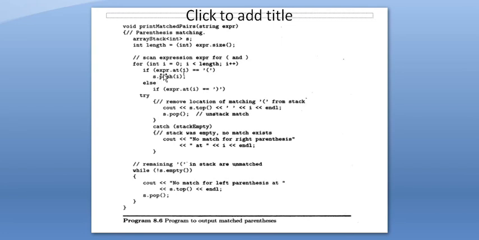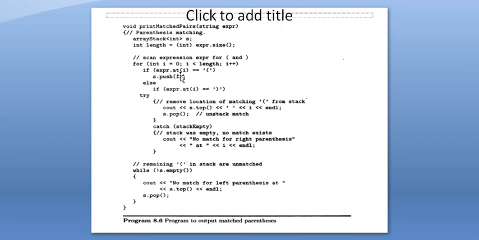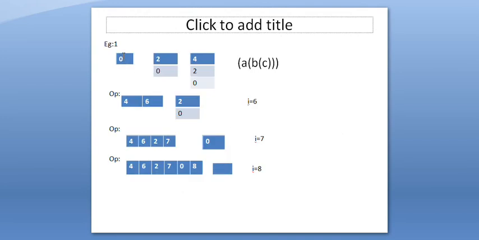So i is equal to 0, expression dot at of 0, and you have a left parenthesis in this expression. In example 1, at i equal to 0 we have a left parenthesis. Suppose it is a left parenthesis, then we push the position. I is 0 because at that location we have a left parenthesis, so push 0 onto the stack. Now you get this pictorial diagram.